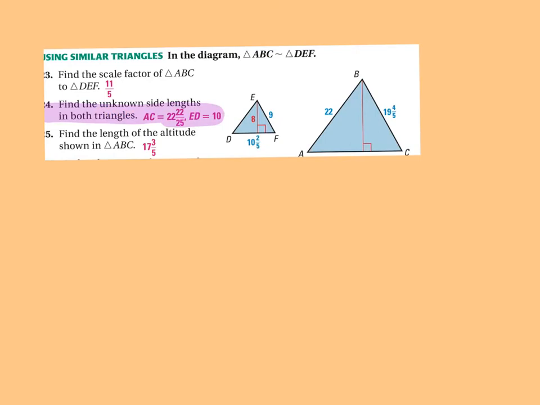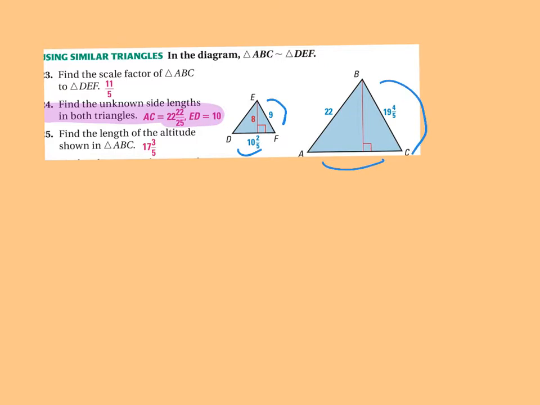All right, so 24, the directions said that in the diagram, triangle ABC is similar to DEF, and 24 said find the unknown side lengths in both triangles. So the first thing you had to do was set up your ratio. DEF would have matched this side, which was unknown. EF would have matched BC. Those are the ones you know both of.